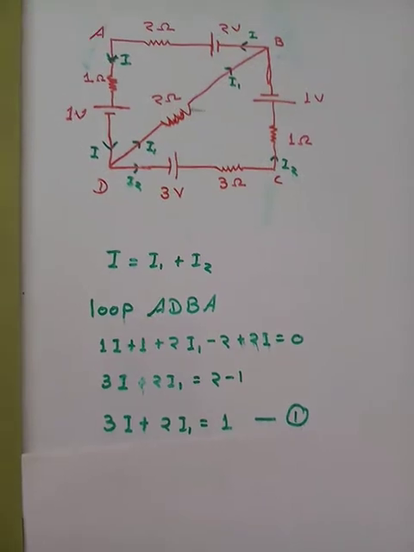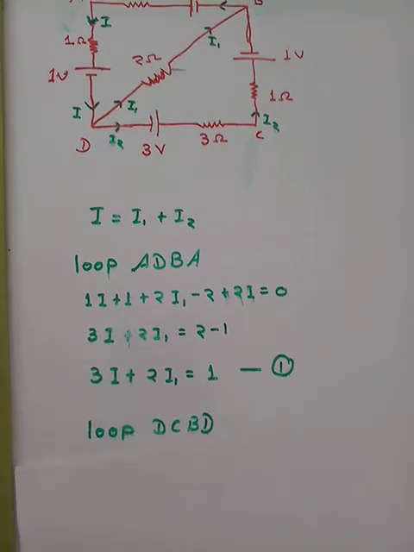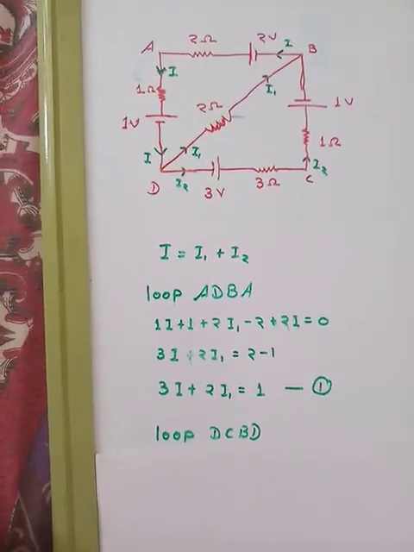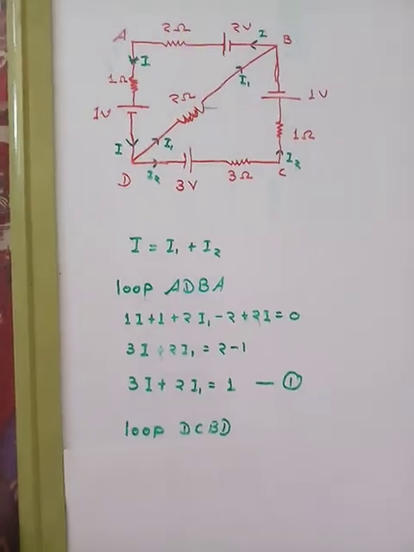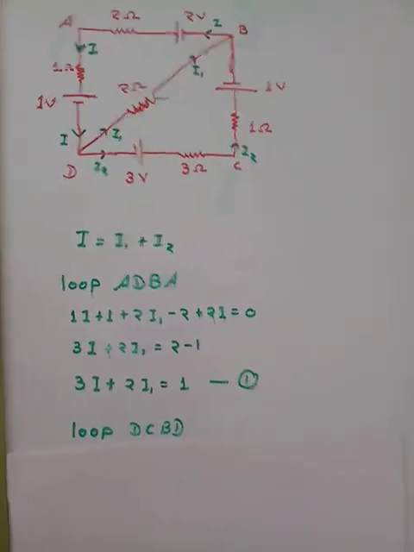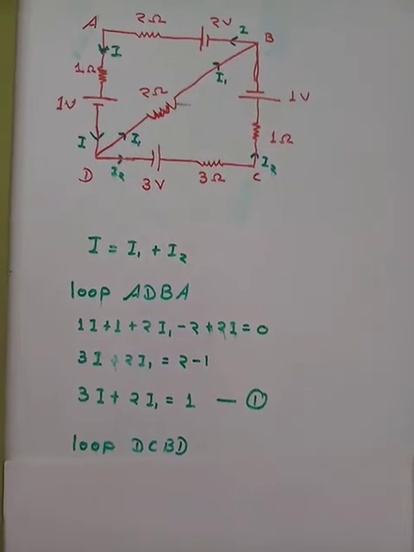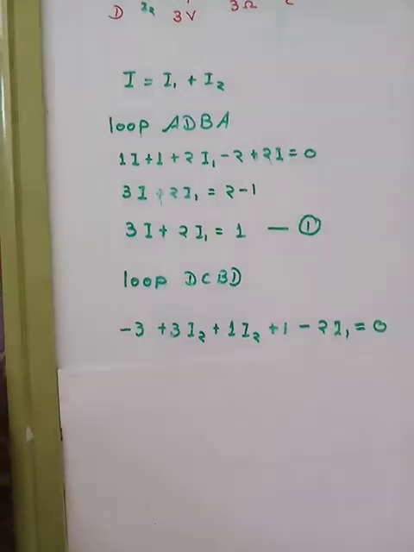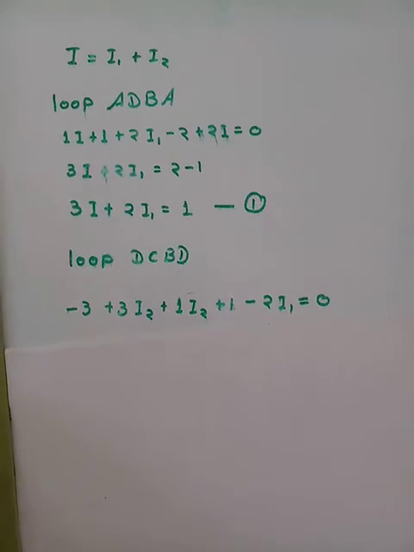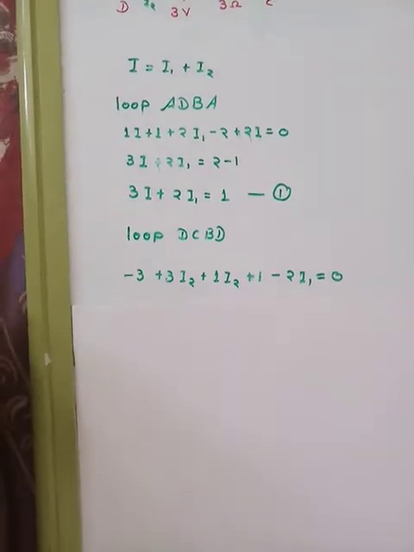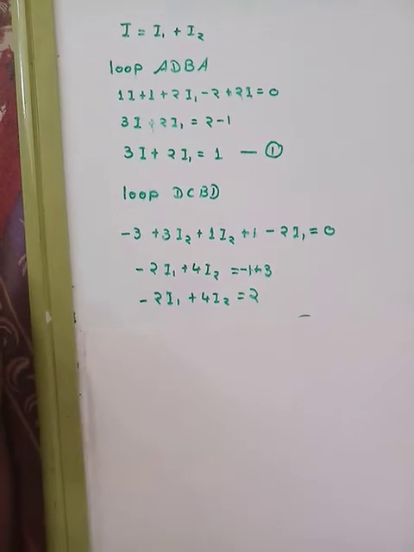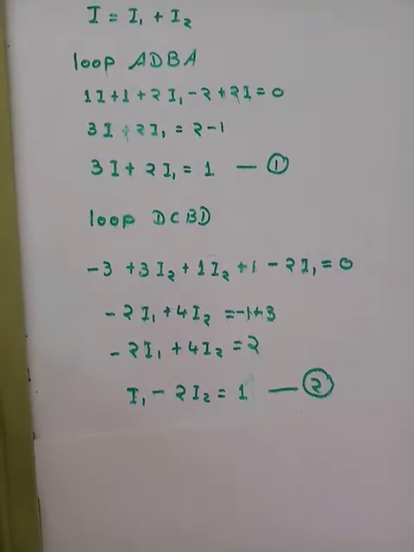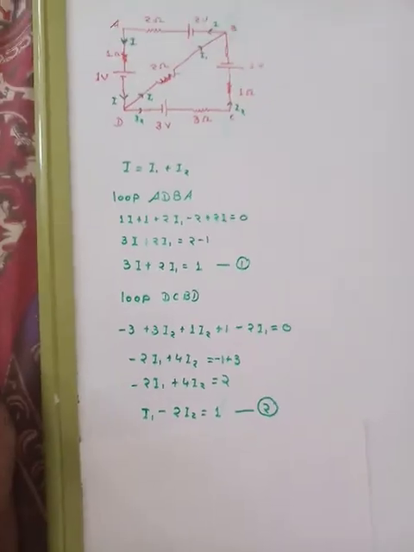Similarly, going through another loop, that is loop DCBD. Can you see the loop? DCBD. Now again applying the same thing, taking plus and minuses, this is the equation that I get. Simplifying this will give you equation number 2: I1 minus 2I2 equals 1.